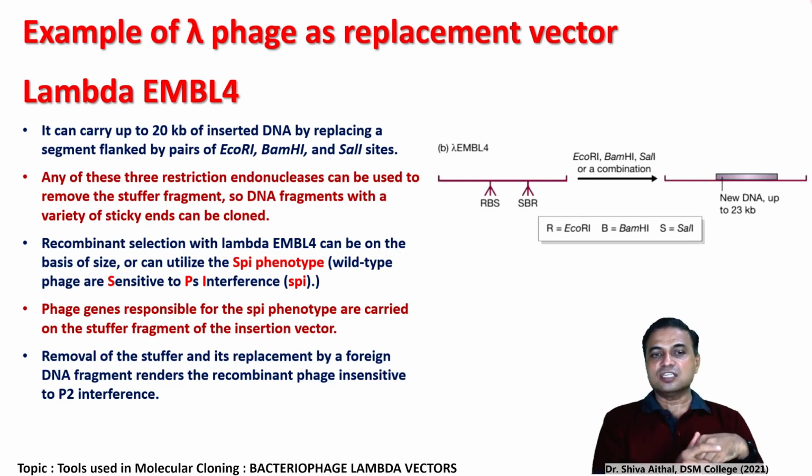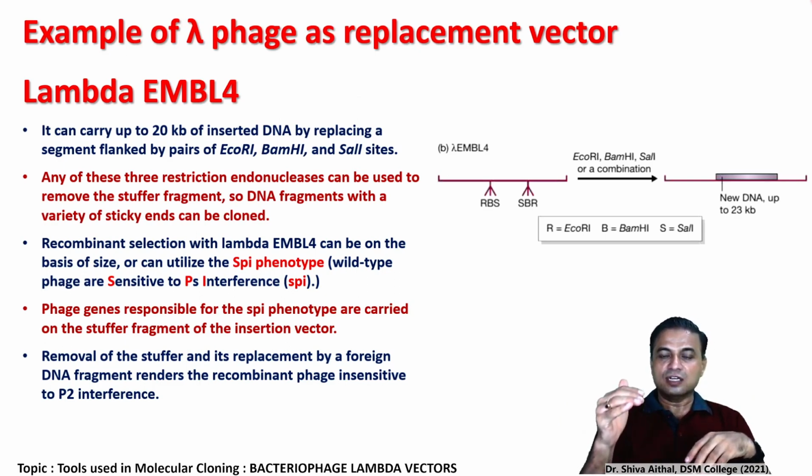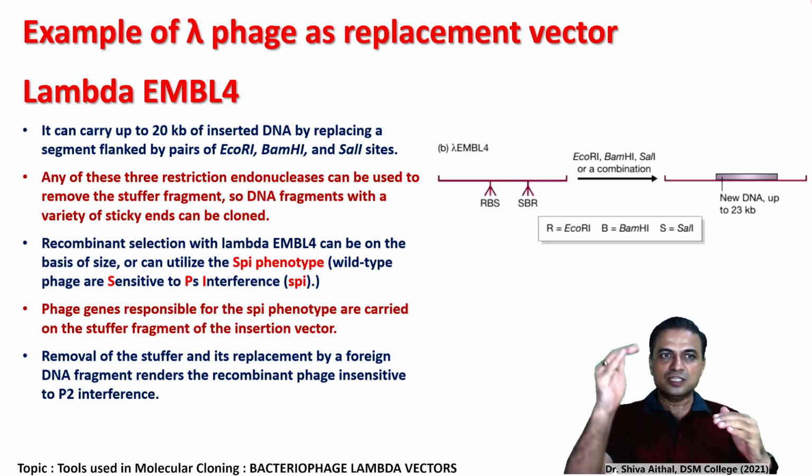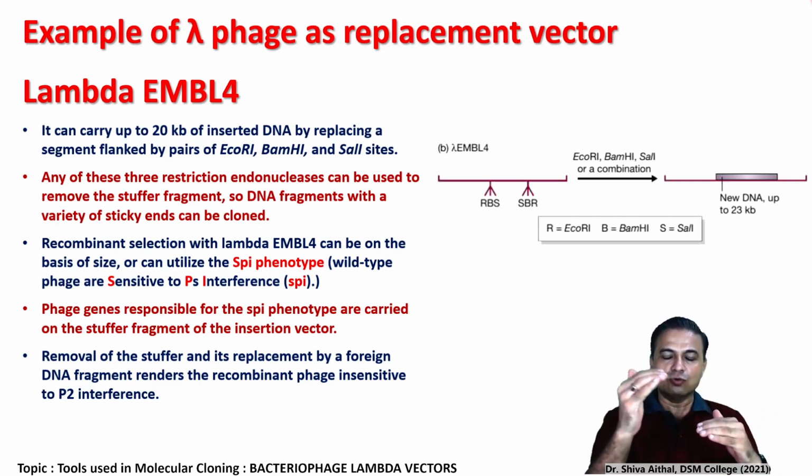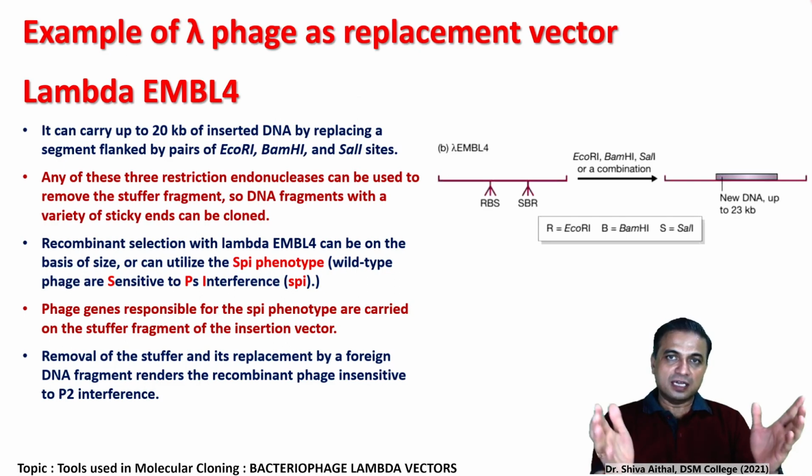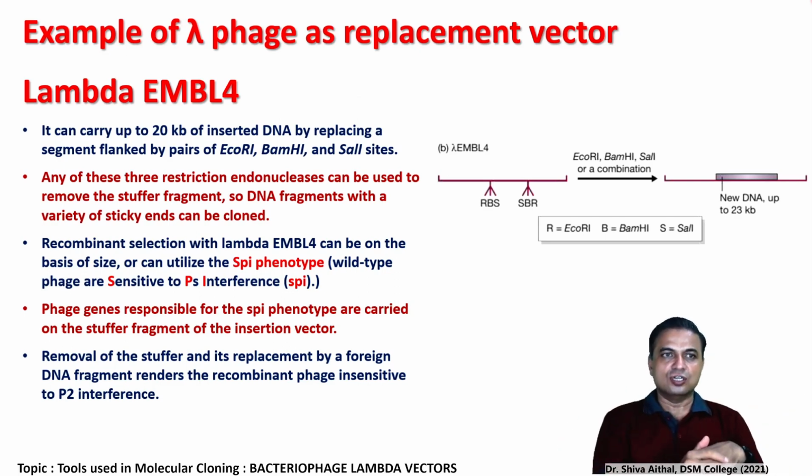Phage genes responsible for the Spi phenotype are carried on the stuffer region on this type of insertion vector. Removal of this stuffer region and its replacement by a gene of interest makes this recombinant phage insensitive to P2 interference. It means a P2 phage cannot reinfect here in this region. So these are the features of lambda EMBL4, which is a very good example of lambda phage as a replacement vector.